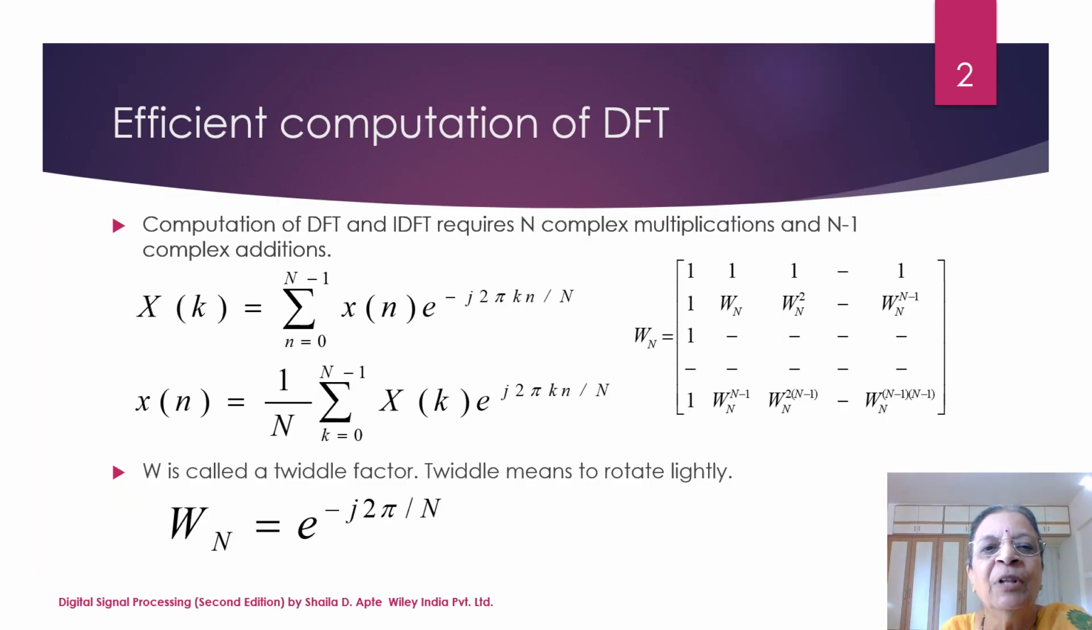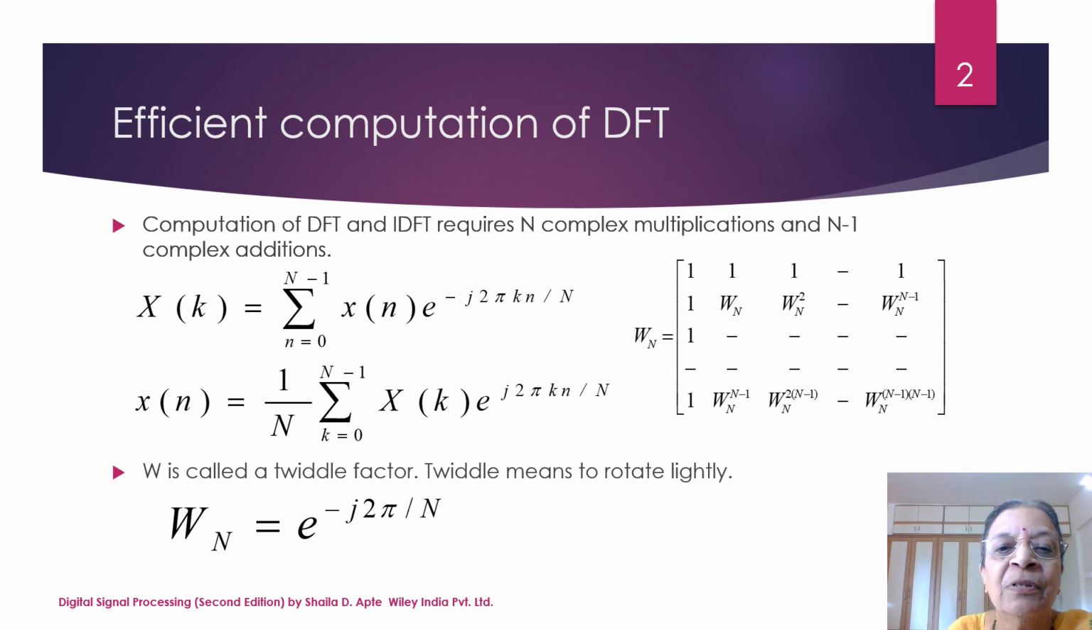First, consider the formula for DFT. X of k is summation n varying from 0 to capital N minus 1 x of n e raised to minus j 2 pi k n upon capital N. Similarly, I can compute x of n as 1 upon N summation k varying from 0 to N minus 1 X of k e raised to j 2 pi k n upon capital N.